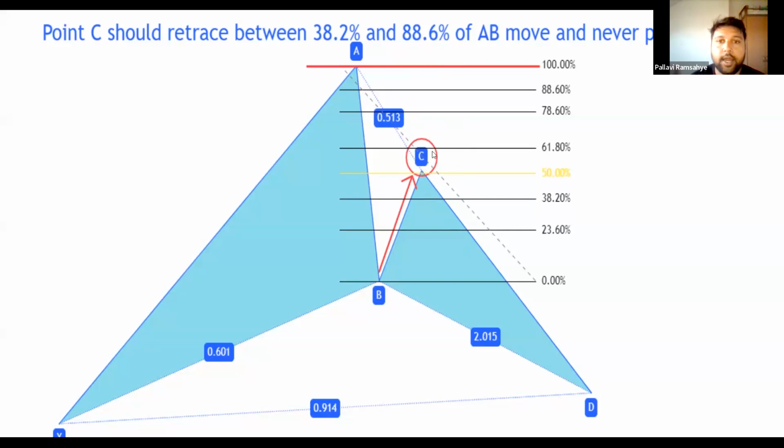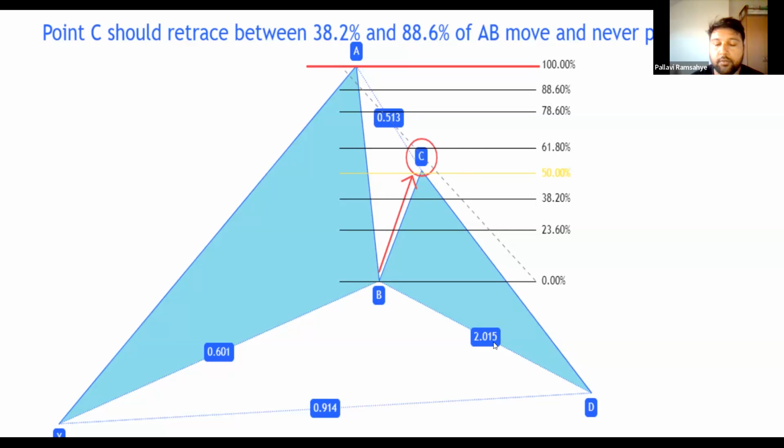Now, once point C has formed, we are then going to look for point D, okay? And it's very crucial. Now that we've had 2 confirmations that this pattern is about to become valid, like completely, it's about to complete the pattern so we can actually take the trade. It's very important that we have these percentages ready, okay?